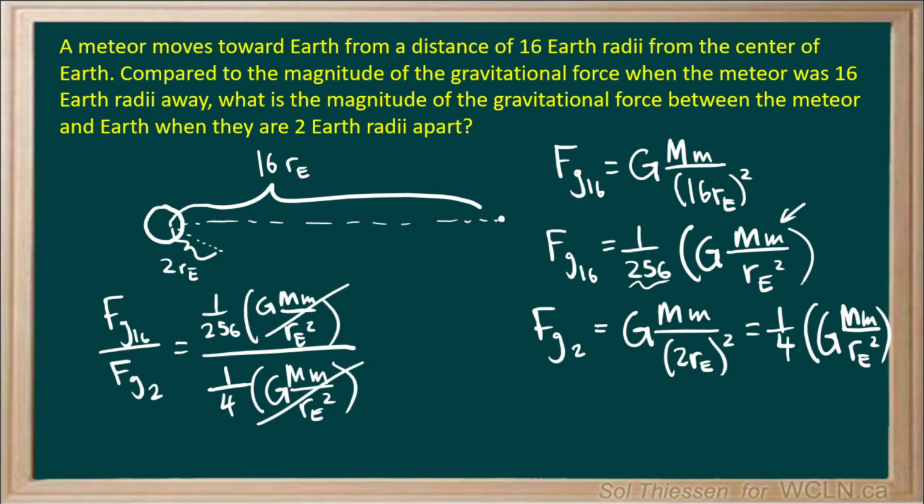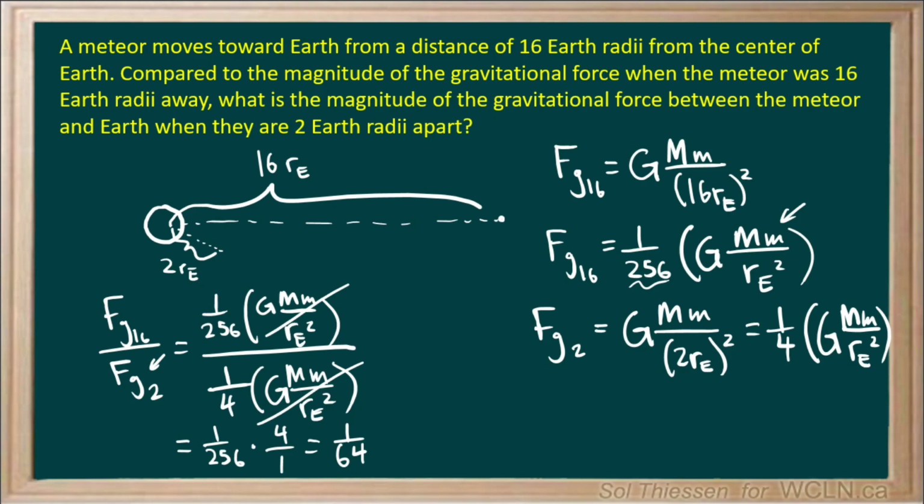So everything in brackets can cancel. We're dividing fractions here, so we can instead multiply by the reciprocal of the denominator. That'll leave us with 1 over 256 times 4 over 1, which is equal to 1 over 64. So the force of gravity when the two are separated by 16 Earth radii will be 1/64 what it is when they are separated by 2 Earth radii.